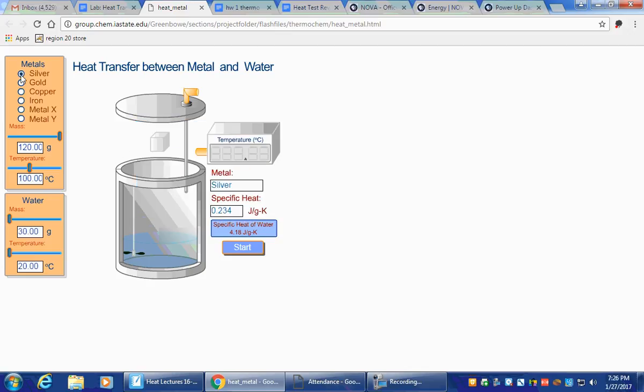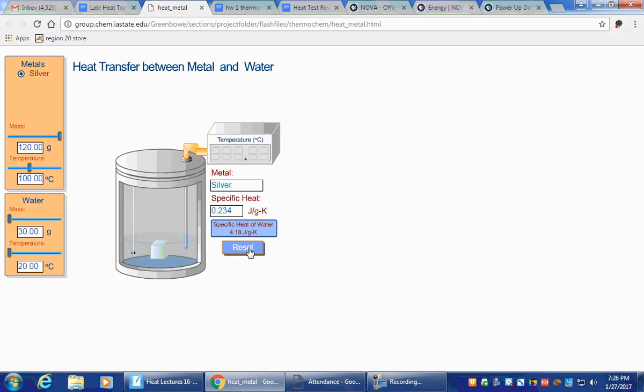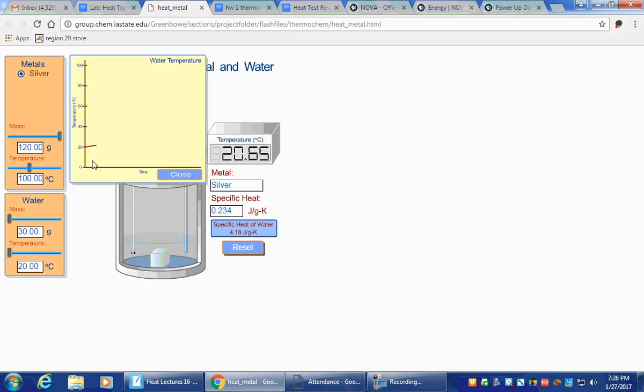Looks like I forgot to pick the metal. Same metal, right? We want to keep everything constant. We have a control. The control is going to be the metal type, or the constant. So look at that. Immediately, you might not remember what it looked like.